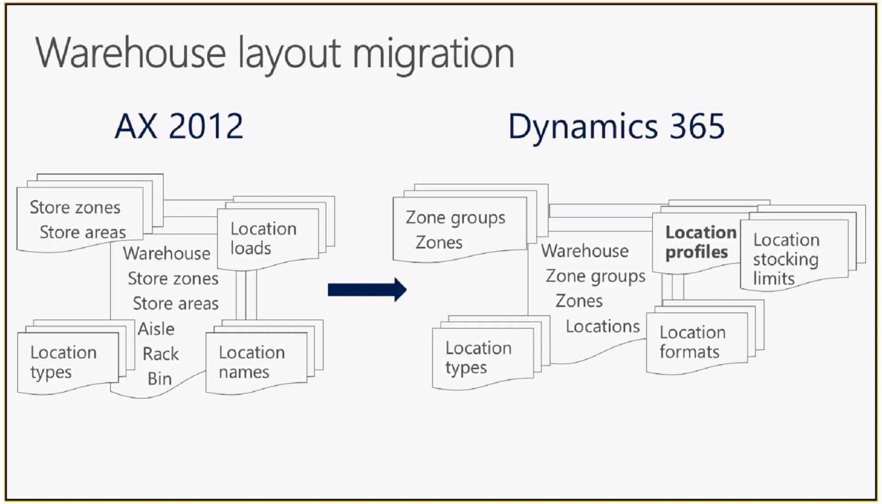We do also have the same concept as in 2012 with store zone and store areas. It's called zone groups and zones, but the concept is more or less the same. It's associated with the location itself. We do actually leverage the same entity for the location, but the surrounding information for the new warehouse module is quite different. One of the bigger differentiators is the location profiles in the new Dynamics 365.